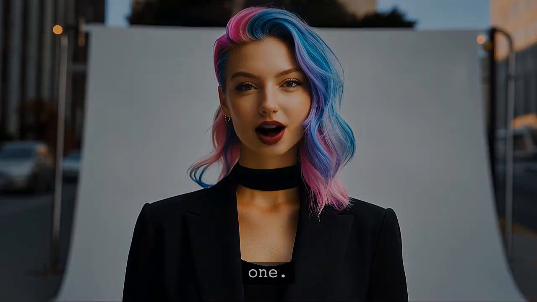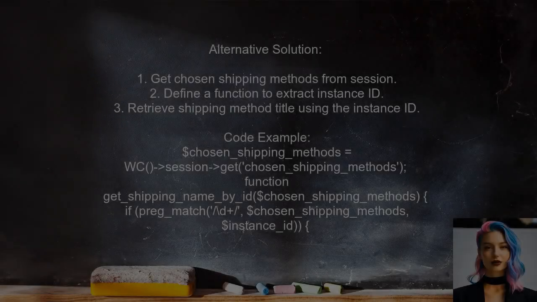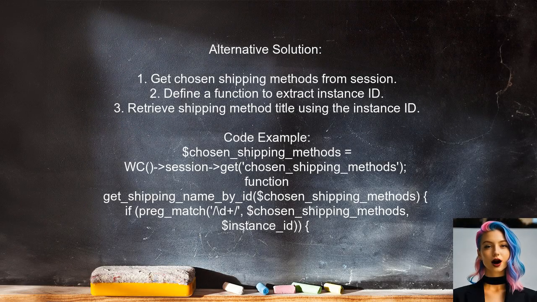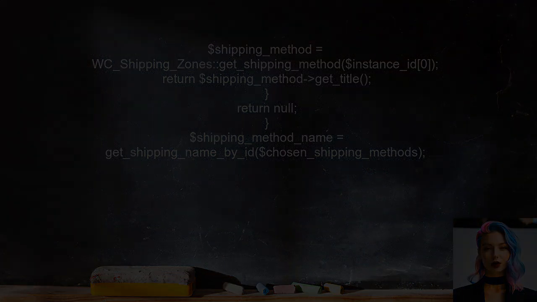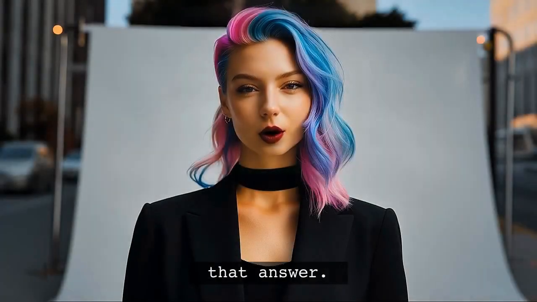Let's explore another one. An alternative solution provided by another user involves digging into the WooCommerce core. They suggest using a function to retrieve the shipping method title by its ID. First, they get the chosen shipping methods from the session. Then, they define a function that uses a regular expression to extract the instance ID from the shipping method ID. Finally, they retrieve the shipping method title using that instance ID. That's all on that answer.